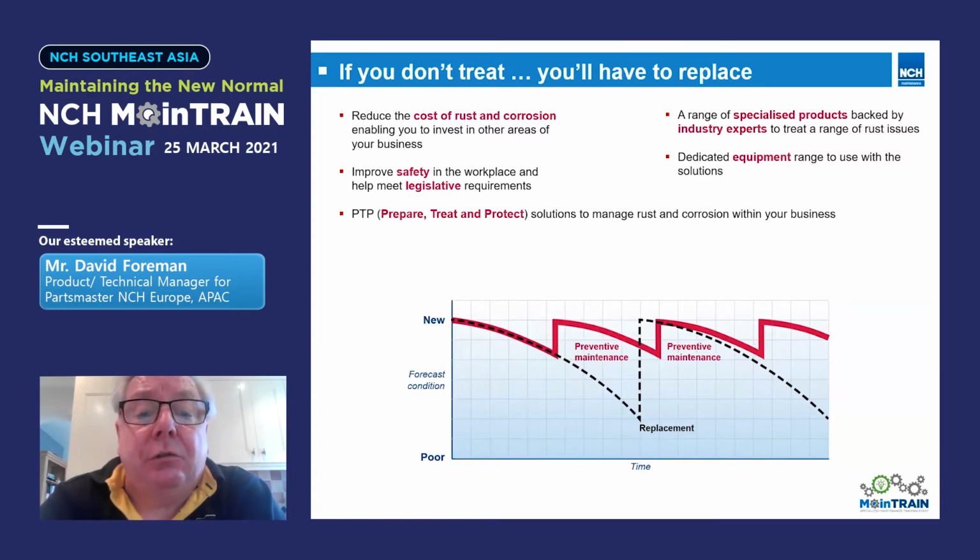Basically, this really emphasizes the effect. If you have a new component and you have a preventative maintenance program in hand, you will see that you can elongate the life of the component considerably. If you do not, you will end up replacing very, very quickly, which is going to cause cost, not just cost of the component, but the time to replace it. So basically, that's the introduction. That is why rust and corrosion is so important.